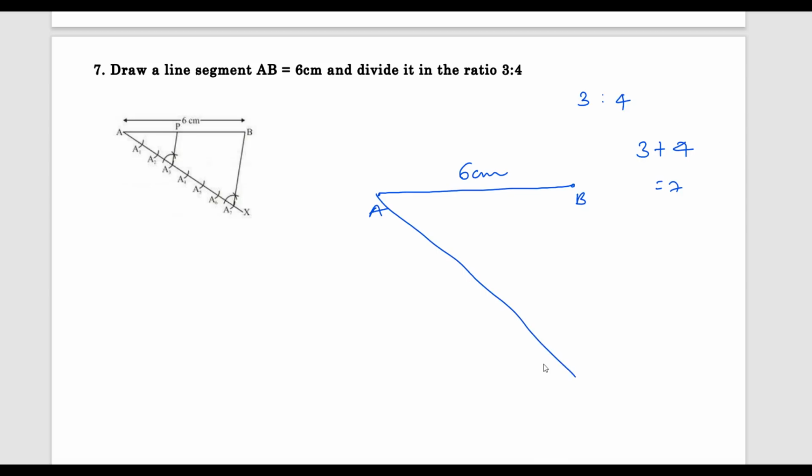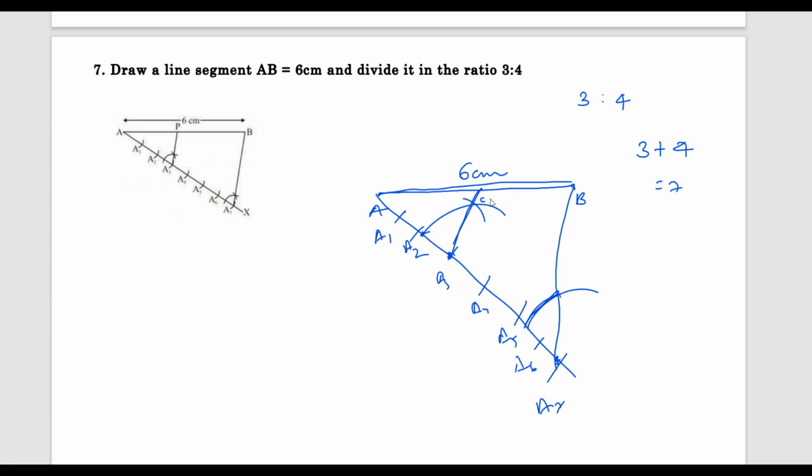Now draw an acute angle ray. Cut how many arcs? 7 arcs. Join A1, A2, A3, A4, A5, A6, A7. Join B and A7. After that, from the point A3 and from the point A7, cut an arc in the same way without changing the length. Measure this arc length, cut an arc from this point, and pass through it. Now the AB line is divided into 2 segments.